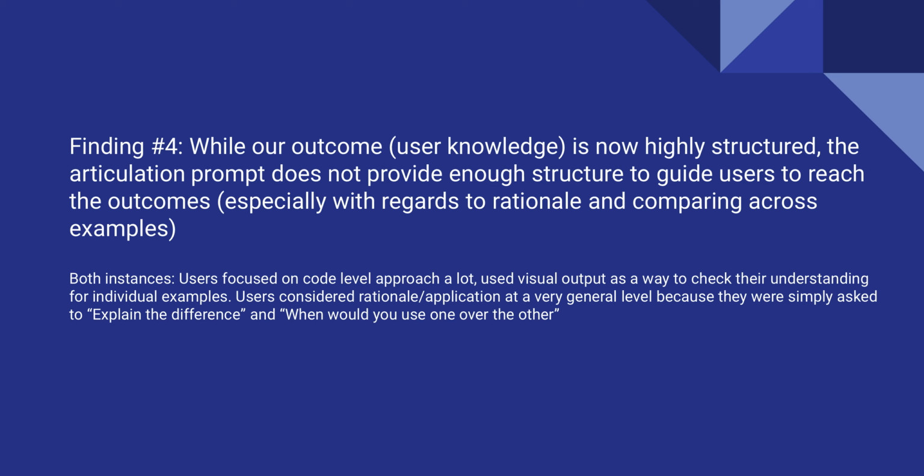So in both instances, users focused on code level approach a lot, so they would start with the code, and they didn't really focus too much on visual output. And part of it is that we didn't have the characteristics to support users to fully identify all the visual outputs, but they use visual output more so as a way to check their understanding for individual examples. So had I not told them about the visual output or the interaction, they would have probably just speculated what the visual output might look like.